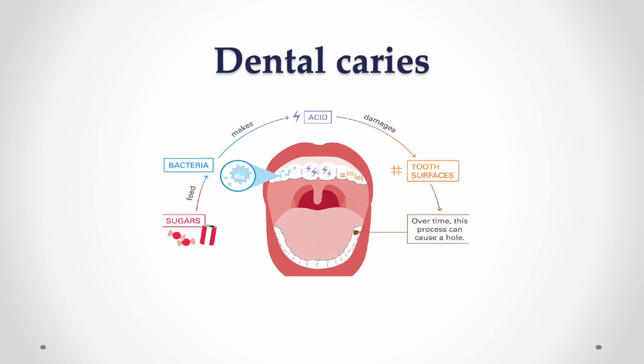So if I just show you a little diagram where the sugars mix with the bacteria to create the acid, and the acid then attacks the tooth surfaces, and tooth surfaces are mineral content. So if you put acid on a mineral content, you're going to start to create holes.